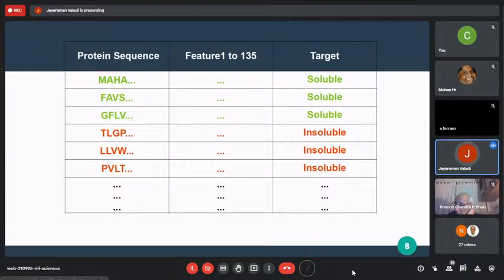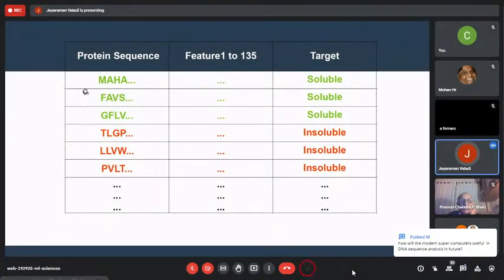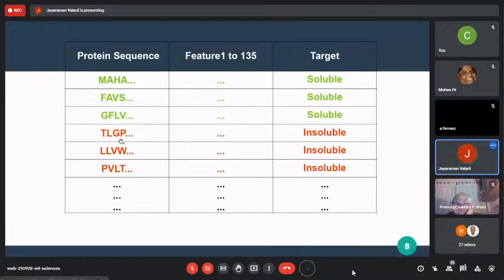So the problem here is, given a set of protein sequences, from experimental annotation we know a certain set of sequences, which are green color coded, are soluble. The other set of sequences, which are maroon coded, are insoluble. With these two classes of sequences, we have extracted multiple properties, amounting to 135 attributes. And then we have tried to build a classification model to separate the data into two different groups.